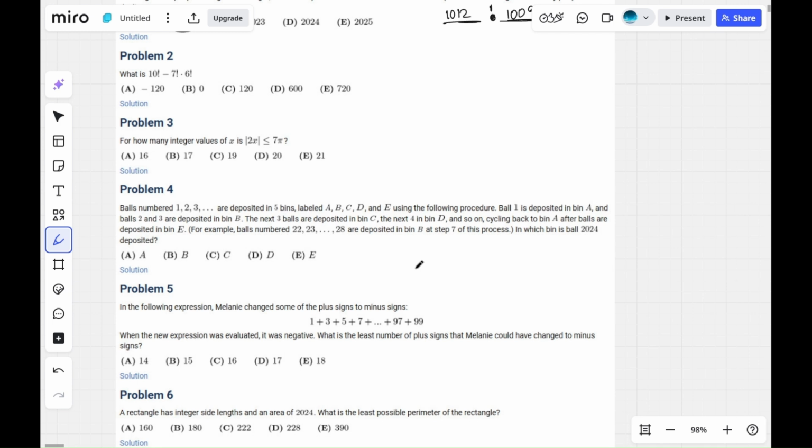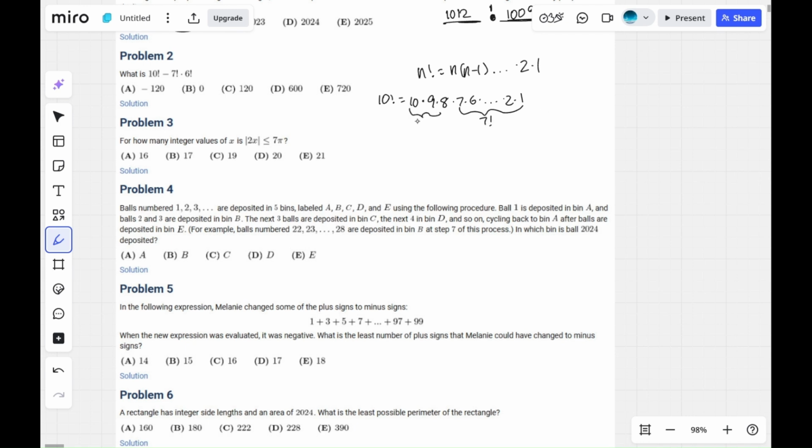Problem 2. What is 10 factorial minus 7 factorial times 6 factorial? So, if you don't know, n factorial is basically n times n minus 1 all the way to 1. So over here, 10 factorial is equal to 10 times 9 times 8 all the way to 2 times 1. So we can rewrite 10 factorial as 10 times 9 times 8 times 7 times 6 times ... times 2 times 1. And this part is 7 factorial.